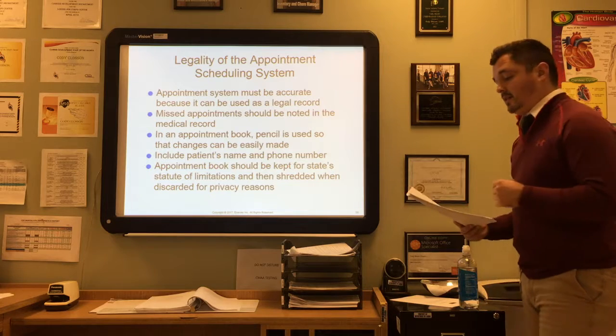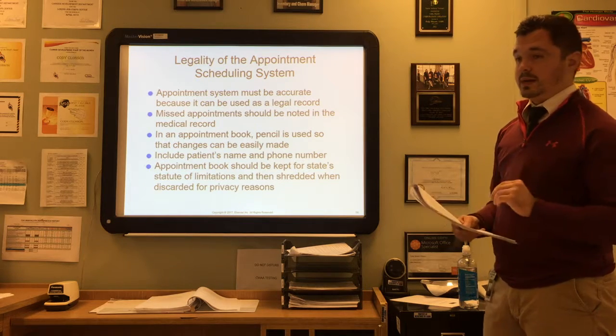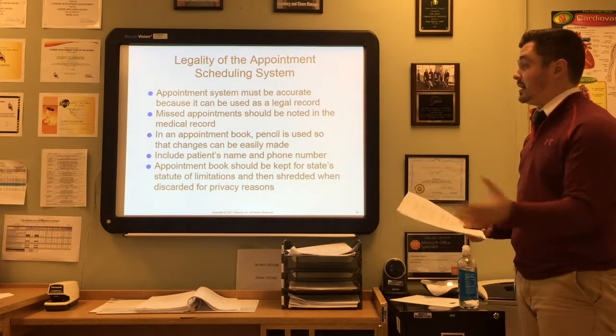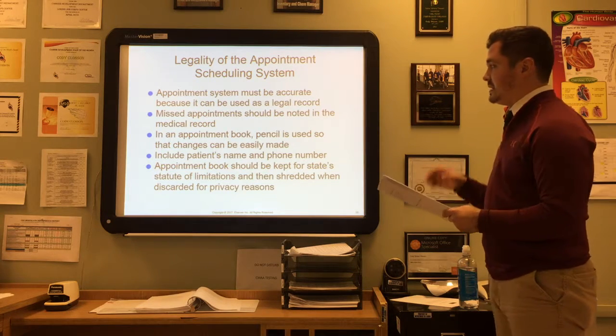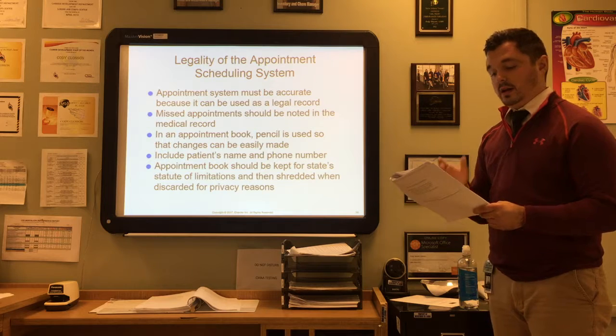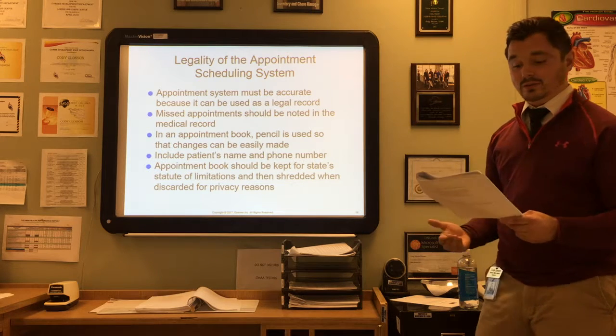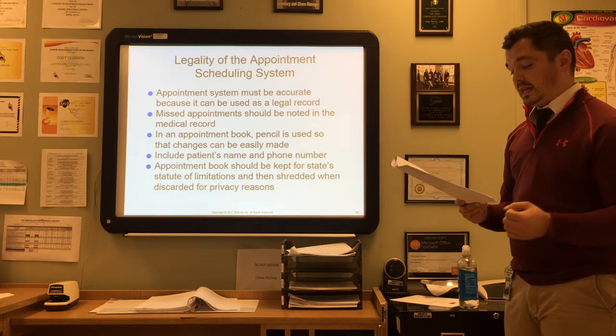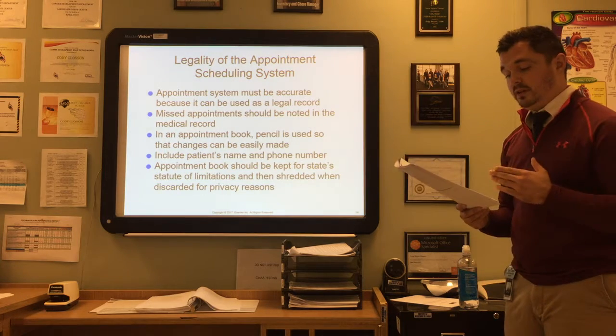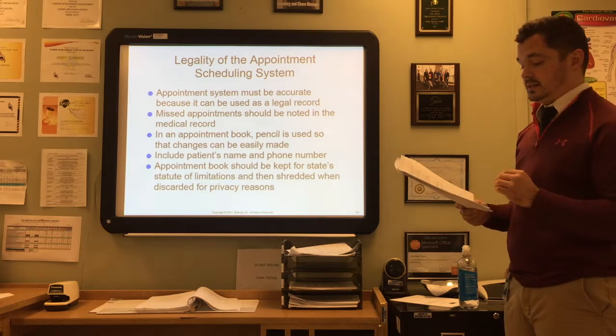So, the legality of the appointment book. Now this is important, guys, so you need to really pay attention to these next slides. The appointment system must be accurate because it can be used as a legal record. Everything that is done in the medical office can be used as a legal record. Some appointment books include the reason for visit, but that isn't necessary if you reference the time needed for the appointment and then block off that appropriate amount of time.